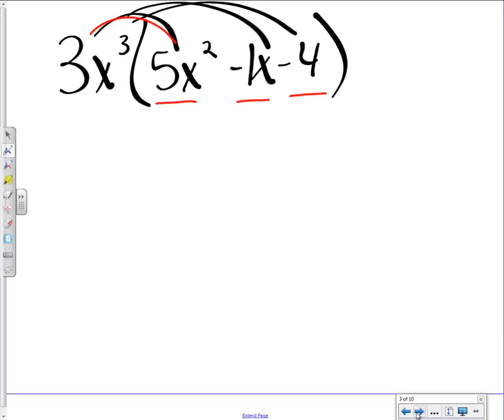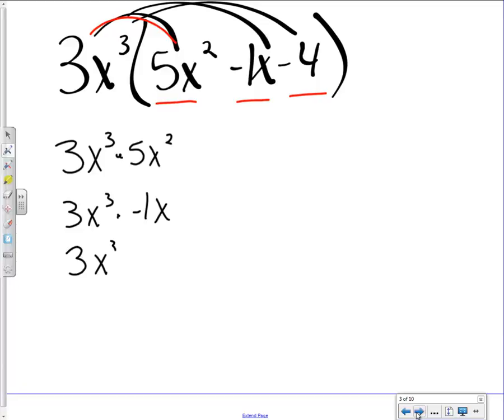So what am I dealing with? I'm multiplying 3x to the 3rd times 5x squared. I'm also multiplying 3x to the 3rd times negative 1x. And I'm multiplying 3x to the 3rd times a negative 4. So I want you to see that this times this, and this times this, and this times this. I wrote those out.